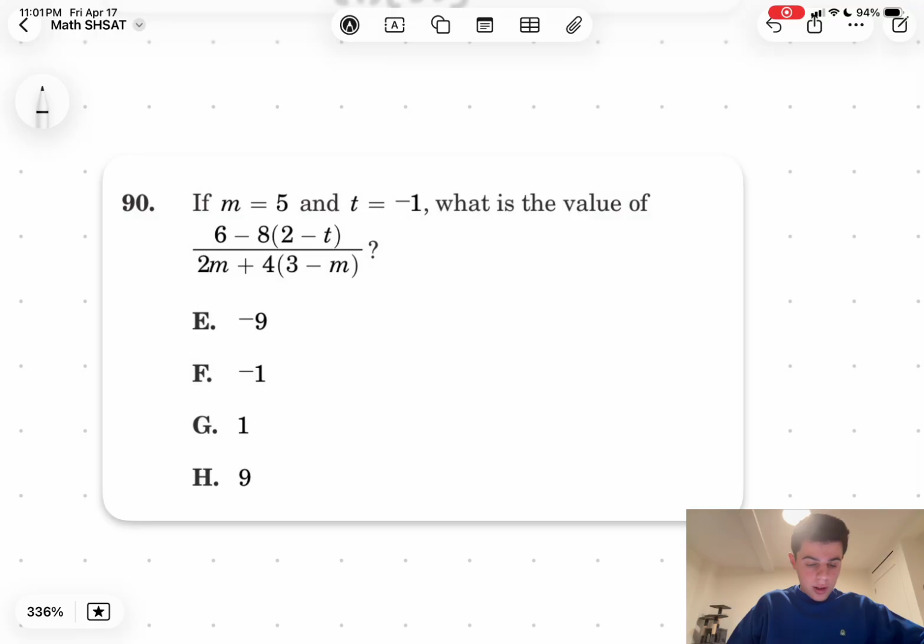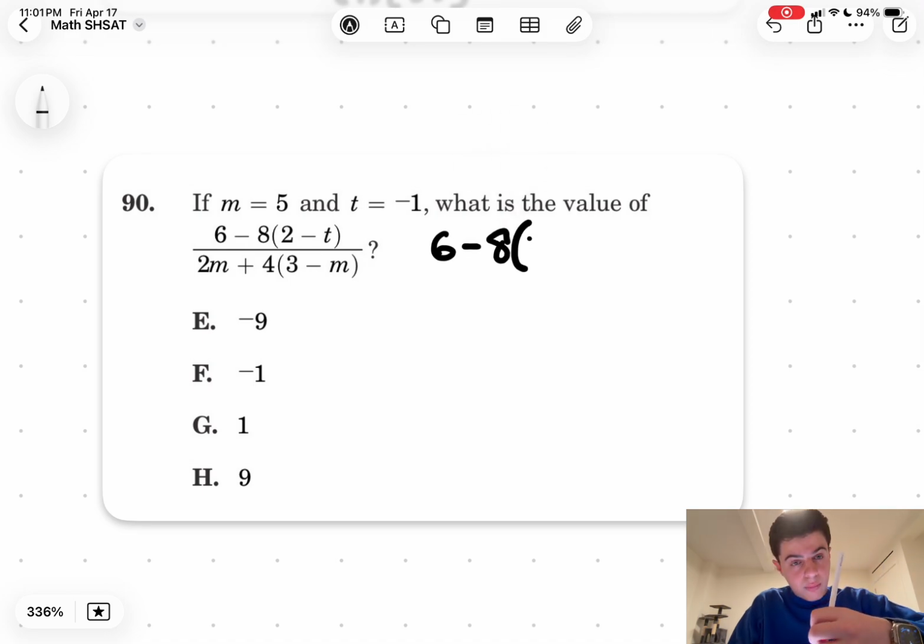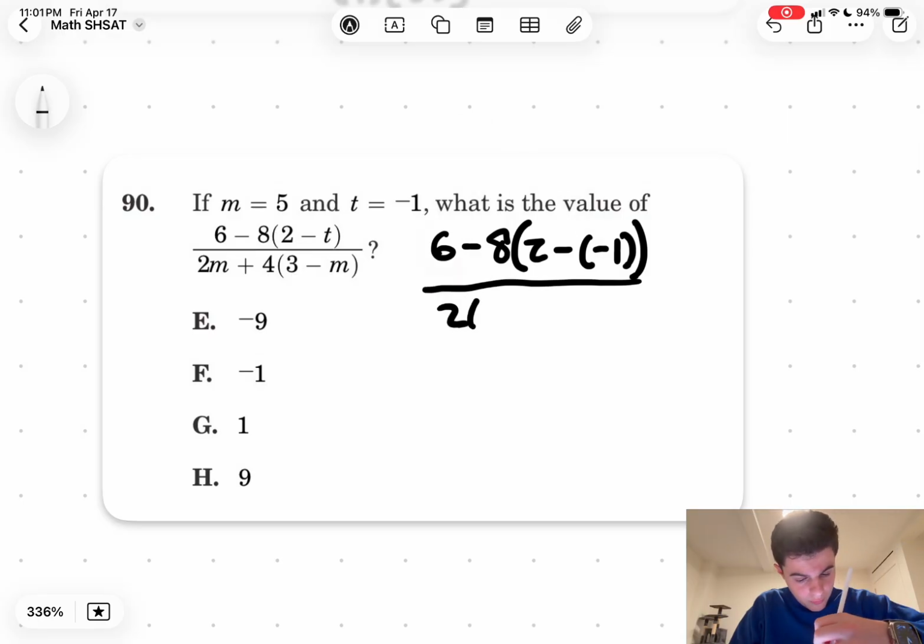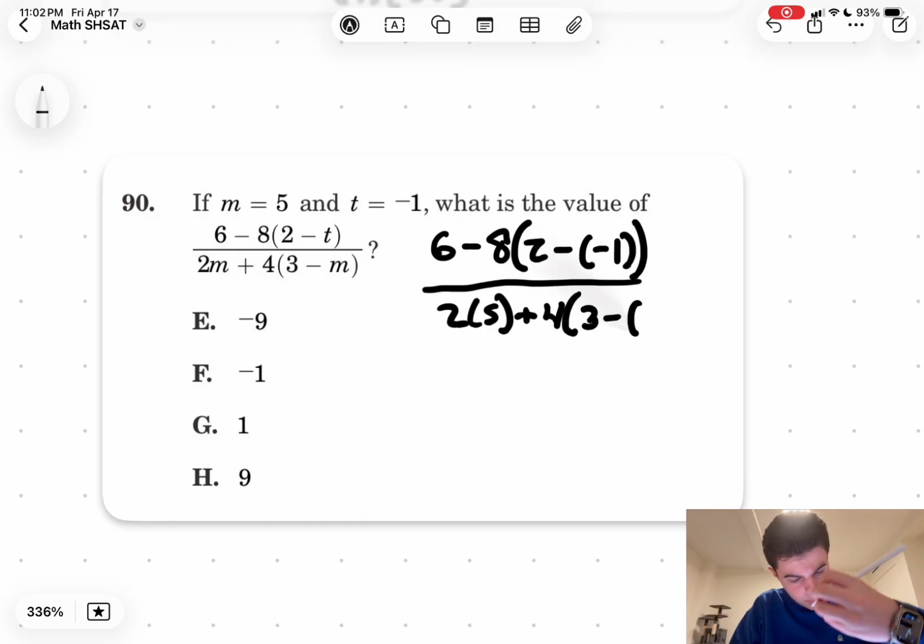If m equals 5 and t equals negative 1, what is the value of 6 minus 8 times (2 minus t) all over (2m plus 4 times (3 minus m))? So similar to the last one, we're just going to plug in our numbers. So let's just rewrite this with all our numbers plugged in. Again, remembering to put parentheses around everything. So we're going to do 6 minus 8 times parentheses, right? 2 minus, we're going to put parentheses here, t is equal to negative 1. And then all over 2 times 5, because m equals 5, plus 4 times (3 minus m, where m equals 5).